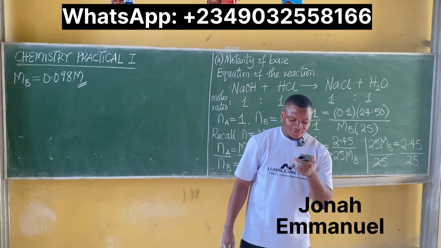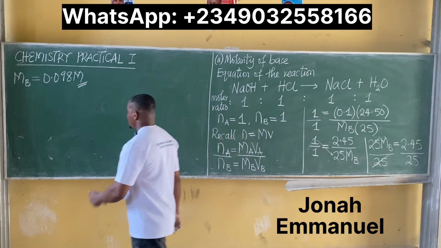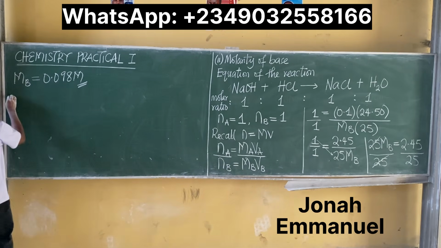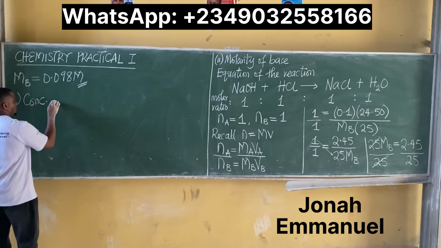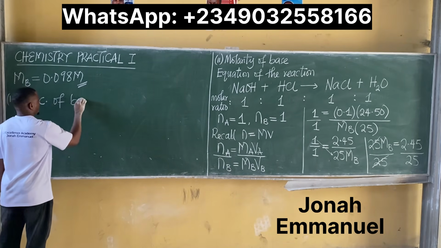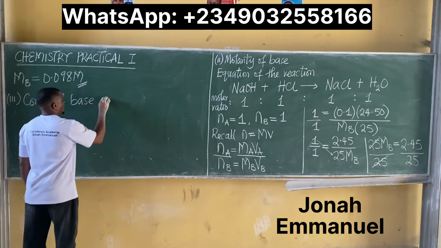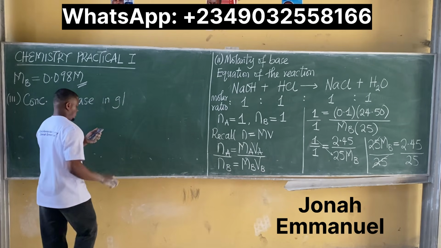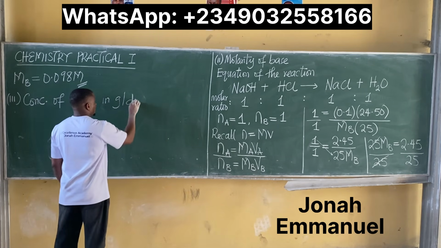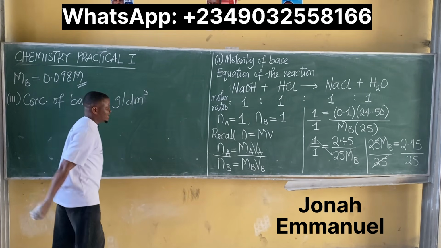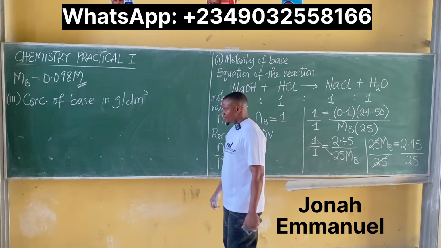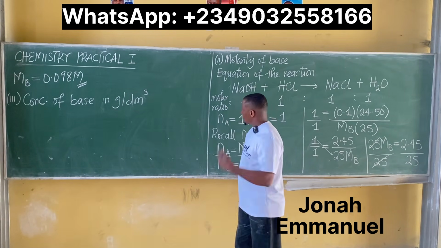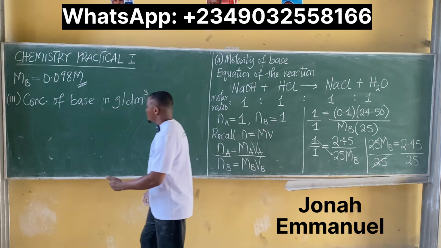Okay, finally, question three. Question three, you're asked to find the concentration of the base in gram per dm cube. All right. So here's the last thing you're asked to find in that question. So how do we get it done? What do we do? Now, here's what to note.